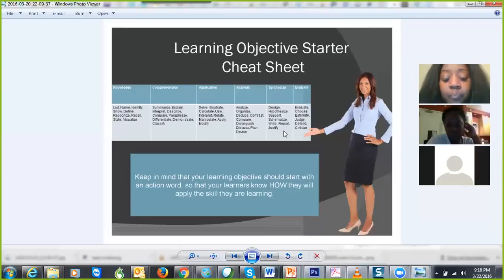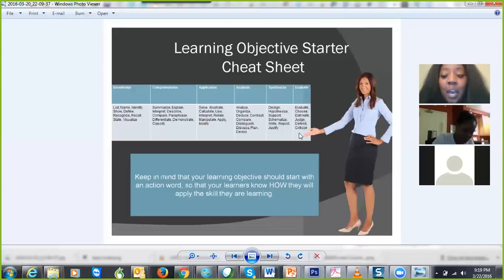Okay, so evaluate. Same thing. If there is a course objective where you want them to actually evaluate something that you're showing them, then these are great words under evaluate to teach them how to do that. So what I wrote here is keep in mind that your learning objectives should start with an action word. That's very, very important, so that your learner knows how they will apply the skill that they are learning. How will they know what success looks like?